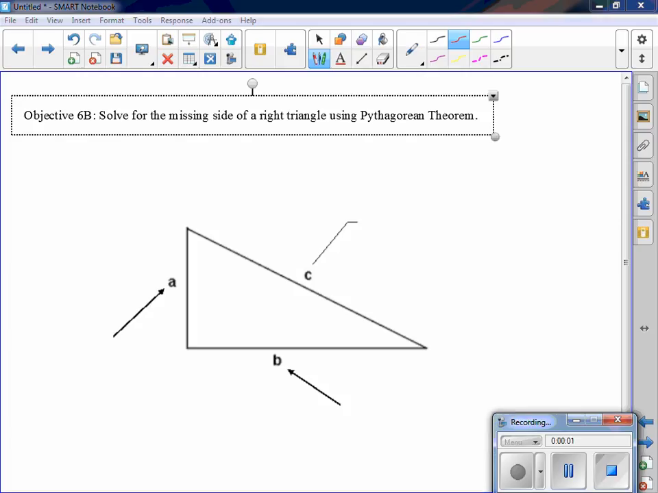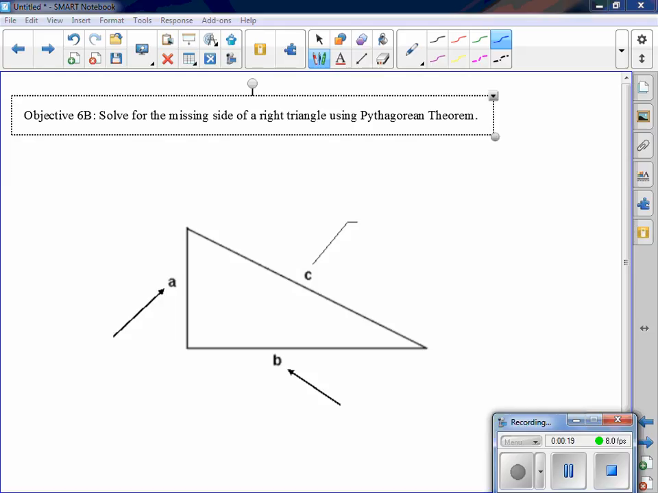Okay, this is units 6B and 6C for geometry. The objective for 6B is that we're going to solve for the missing side of a right triangle using the Pythagorean theorem. Just some quick definitions, or quick nomenclature.